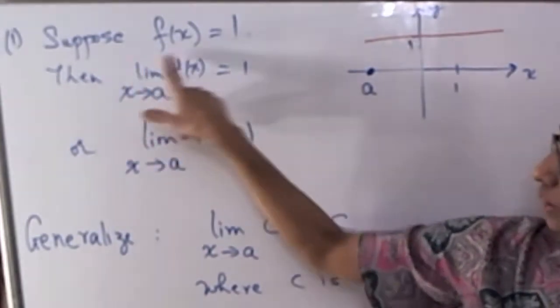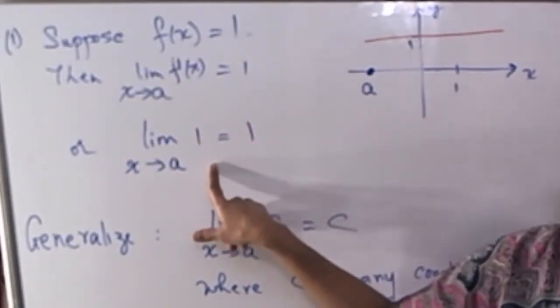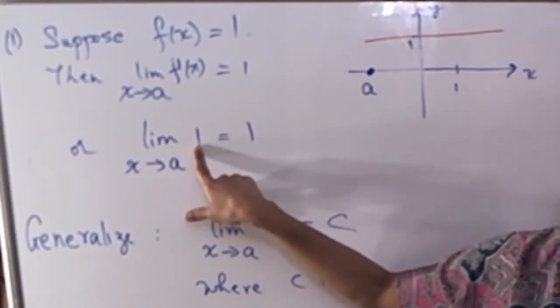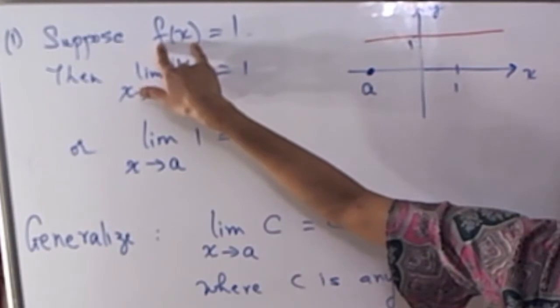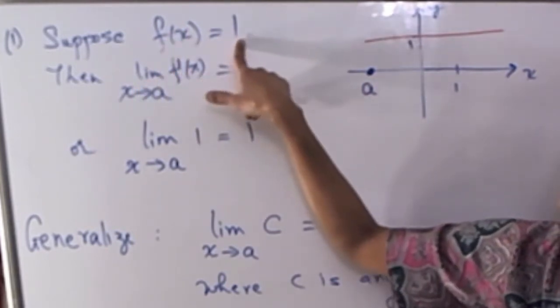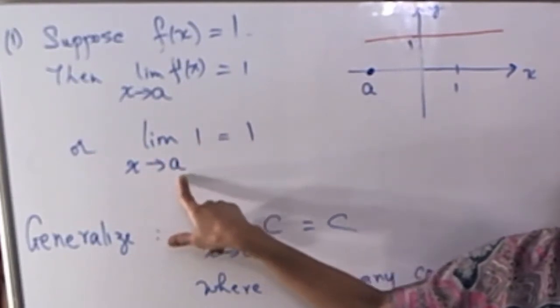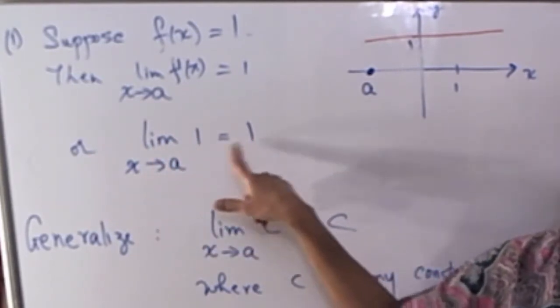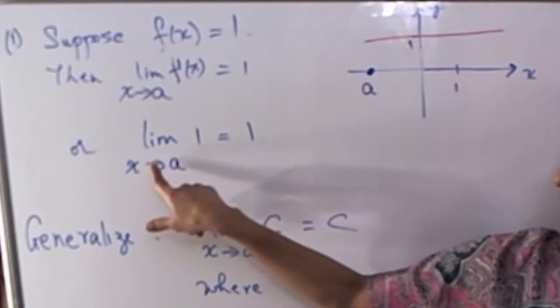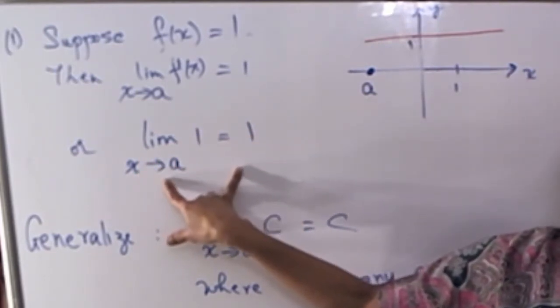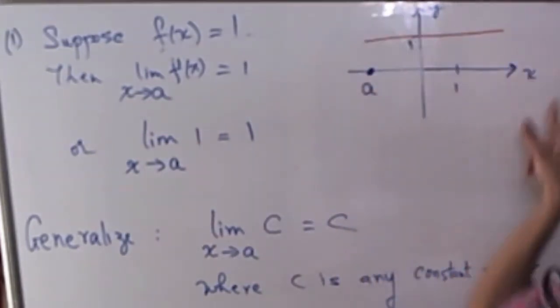This same fact, we can also write in this manner: limit, and here we just put in whatever formula we have for f of x. In this case 1, it's a constant function. So I can put limit of 1 as x approaches a. What is that? It's in fact 1. This 1 doesn't have any x's in it, it's a constant function. Keep this in mind along with this picture.